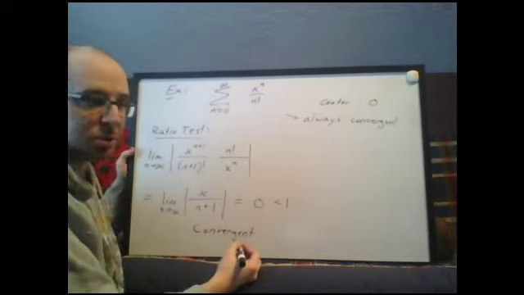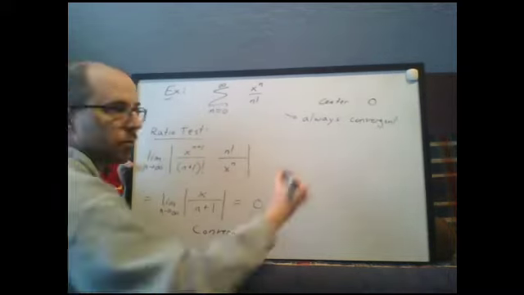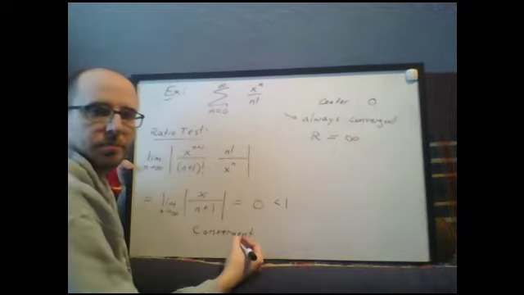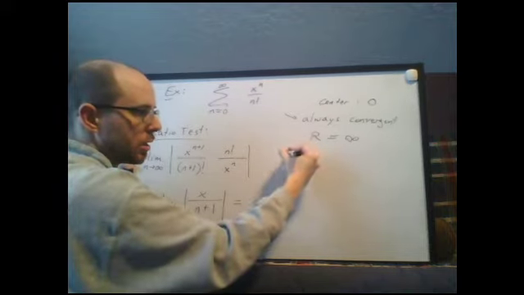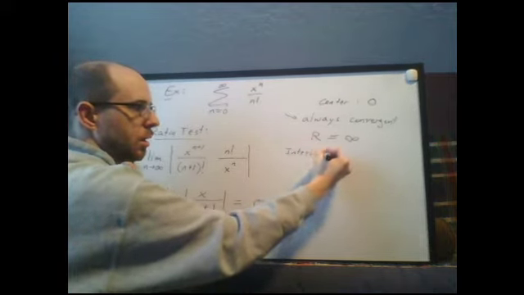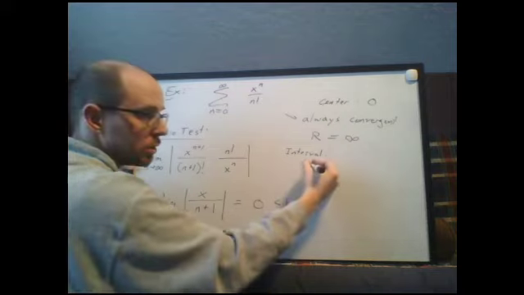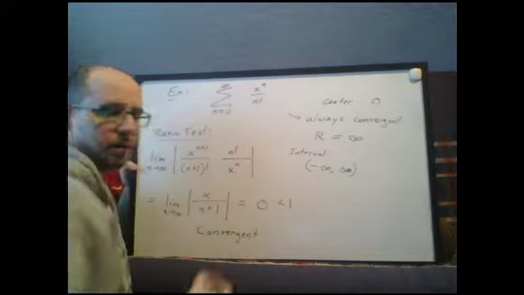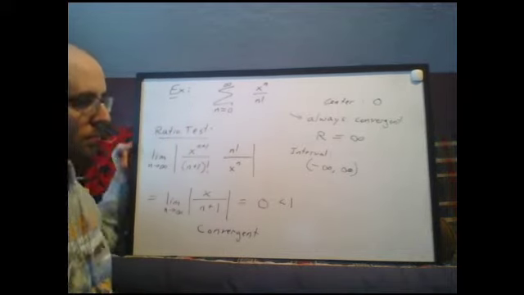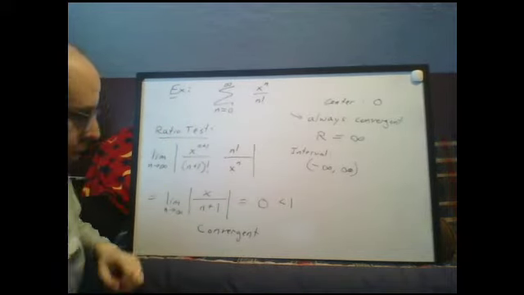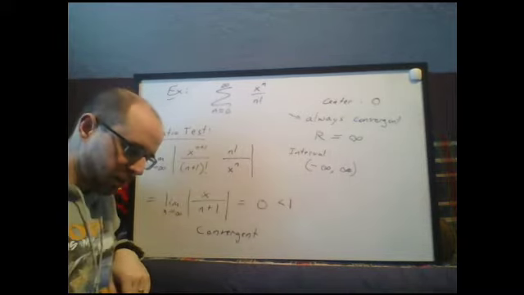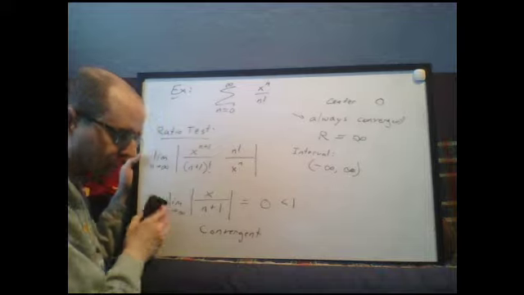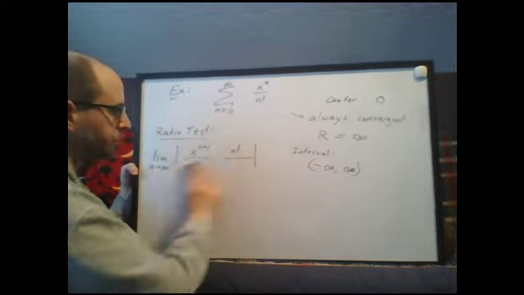So the answer to our two specific questions, what is the radius of convergence? It would be infinite. And the interval of convergence would be all real numbers, so negative infinity to positive infinity if I want to write it as an interval. Okay, so that's an example where we have an infinite radius of convergence.